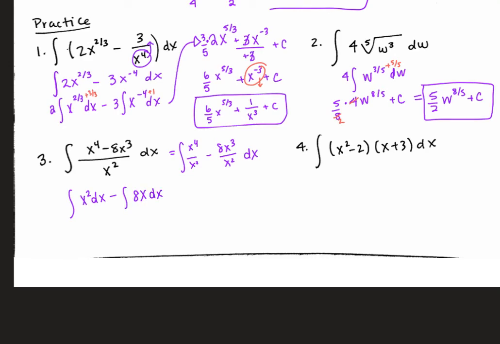And now I can pull out this constant. So I have integral of x squared dx minus 8 times the integral of x dx. And I can apply the power rule. So you add 1 to the exponent, divide by the new exponent, minus 8, and then I'm going to add 1 to the exponent and divide by the new exponent here. So when I simplify this, I have x to the 3rd over 3 minus 4x squared plus c.